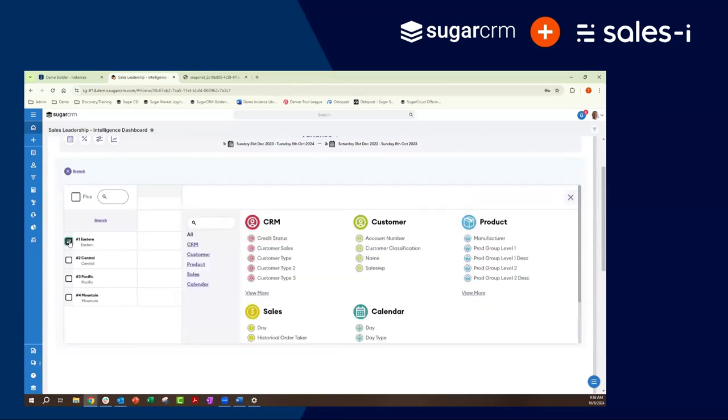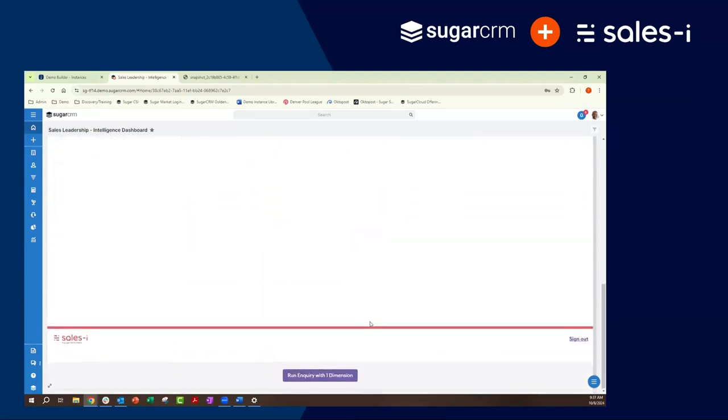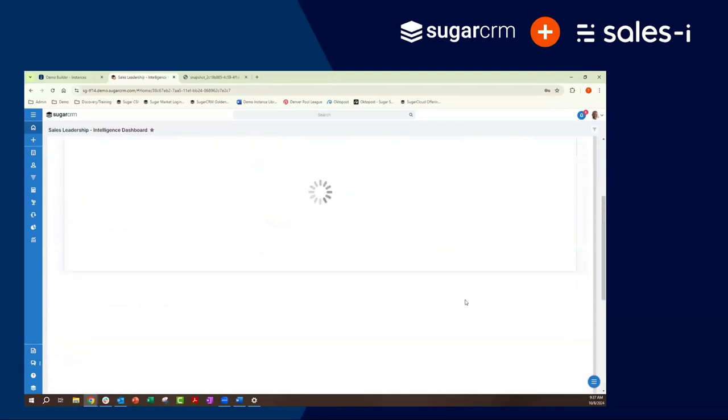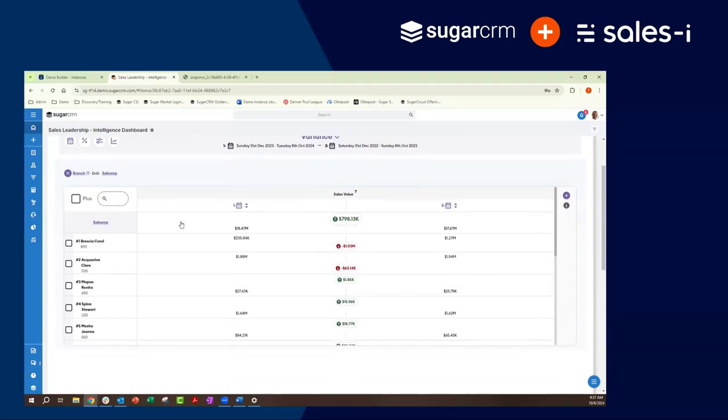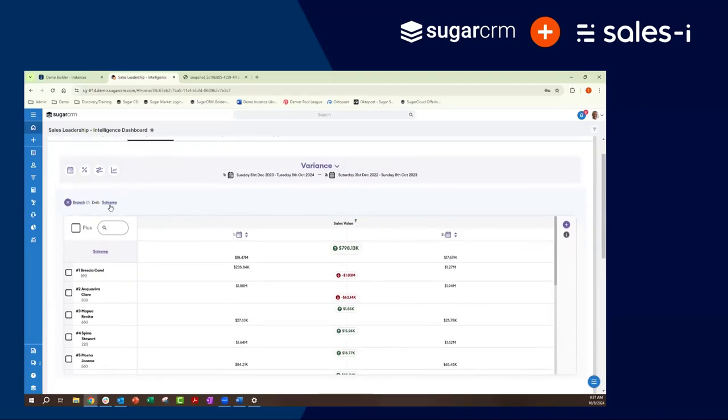So all I need to do is highlight the Eastern branch. And now we're going to drill down one step further. I want to look at my sales reps in that territory. We'll run that and add that to our query here. And now I'm looking at my Eastern branch, but I'm looking at all my sales reps in that territory.